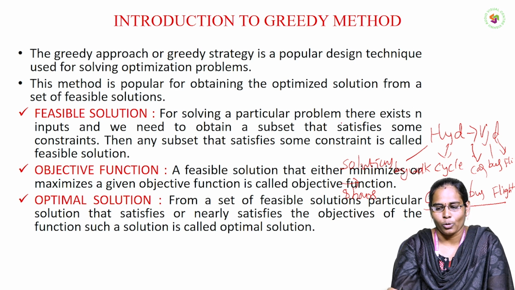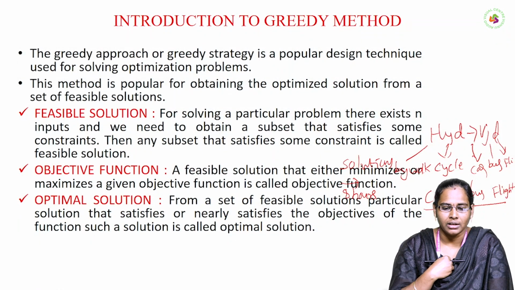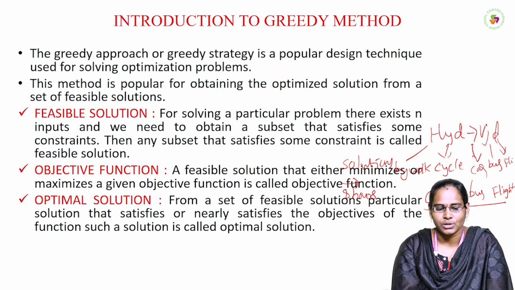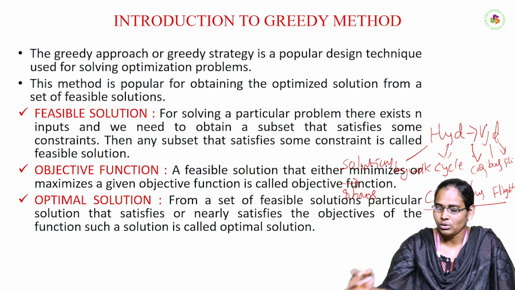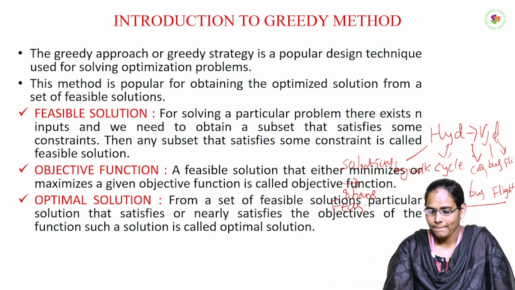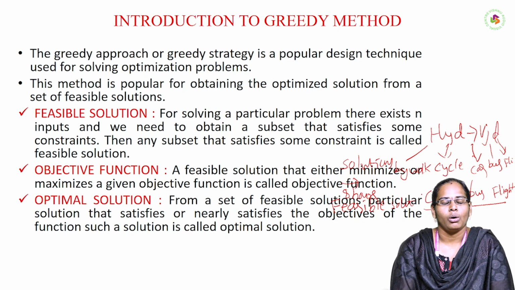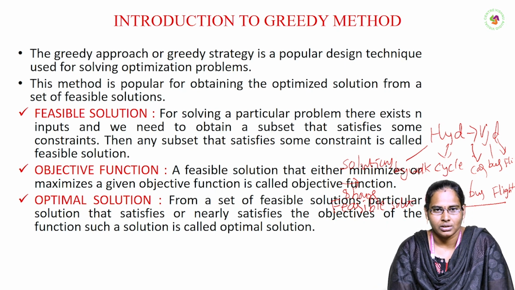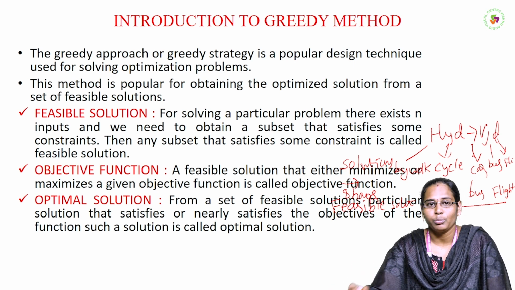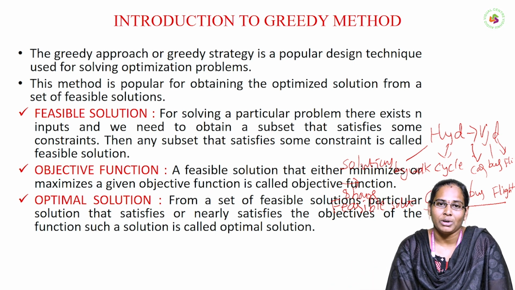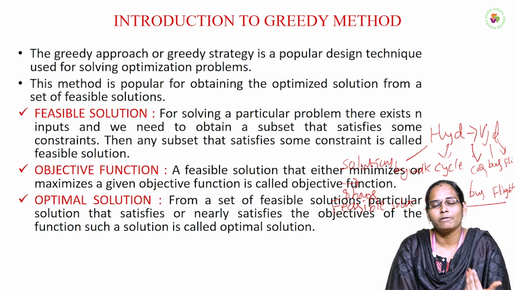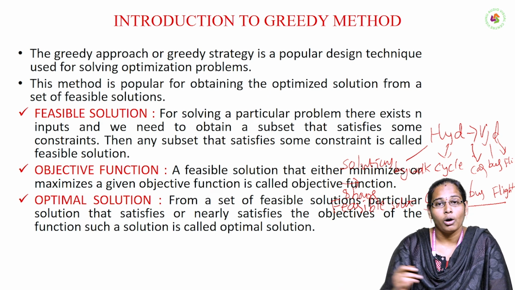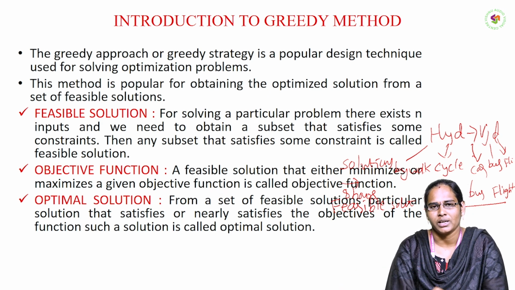For solving a particular problem, there exist n inputs and we need to obtain a subset that satisfies some constraints. So these 3 possible solutions are called feasible solutions. Now, what is an optimal solution? Optimal solution means which particular feasible solution gives the optimal value. Optimal value means minimum value or maximum value depending upon the requirement of the user.